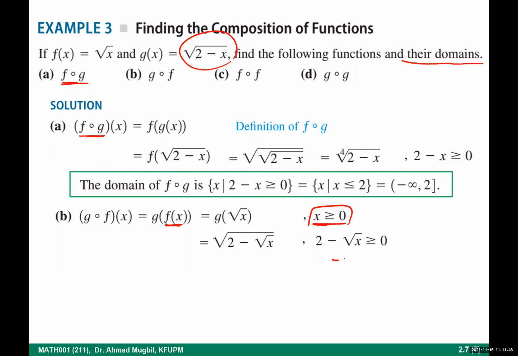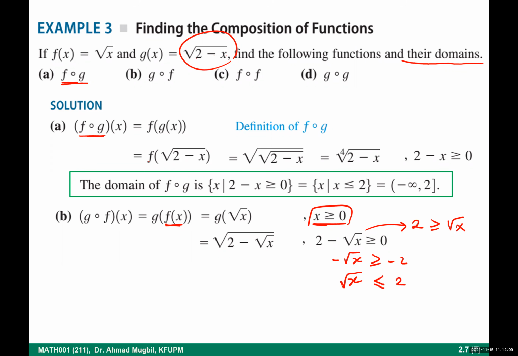How will this be solved? It will be negative square root of X greater than or equal to negative 2. I do it this way just to be okay for you, but in fact it is easier than that. You can just write it as 2 greater than or equal to the square root of X. It will be much easier. Even if you did it the first way, no problem. So you multiply both sides by negative, so it will be less than or equal to 2.